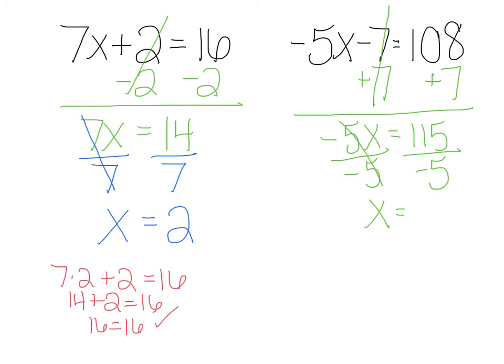This is a positive divided by a negative, which means we're going to have a negative number. If you get stuck on this, we know 5 times 20 is 100, and 5 times 3 is 15. So we know that it's going to be 20 plus 3, which is negative 23. You can check your answer by plugging it back in. Negative 5 times negative 23 minus 7 should give you 108.